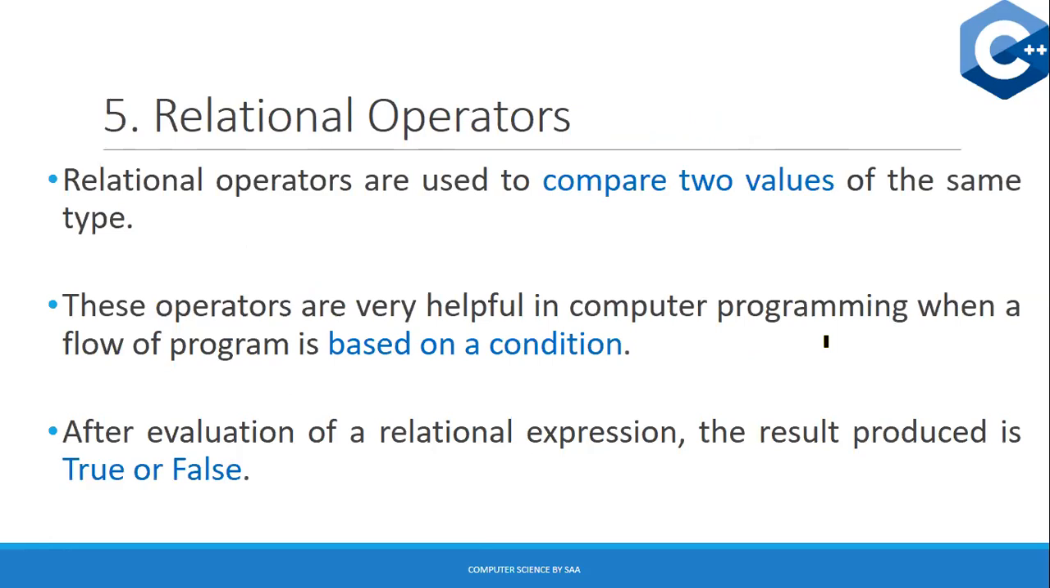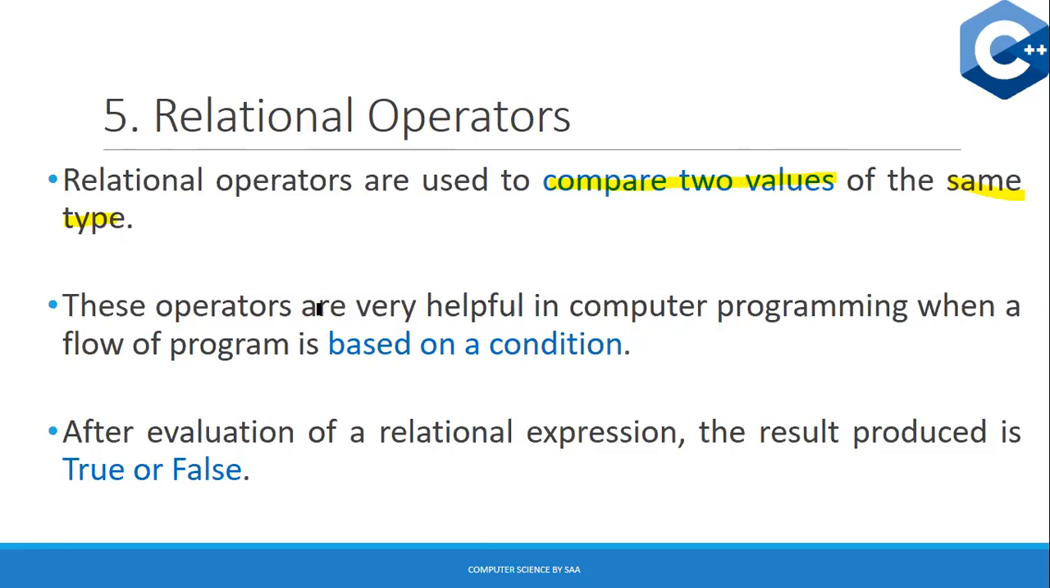The next type of operators are the relational operators. Relational operators are basically used to compare two values of the same type, which means they cannot compare the values of int and float data types, but they can only compare the values of two integers or two floats like this.